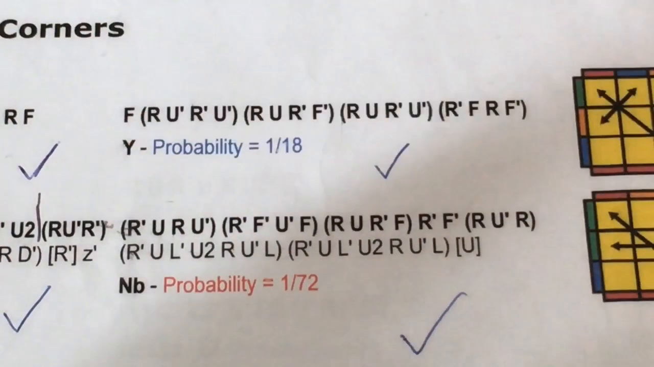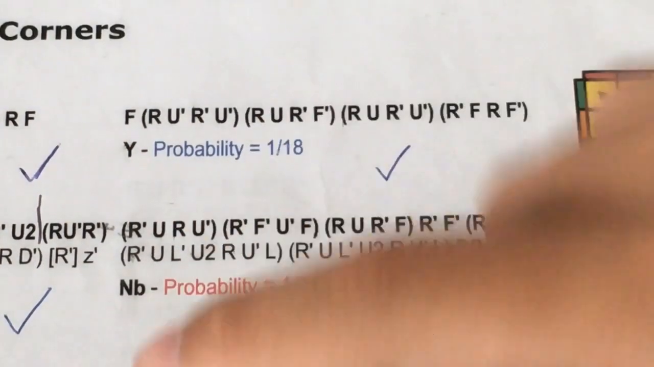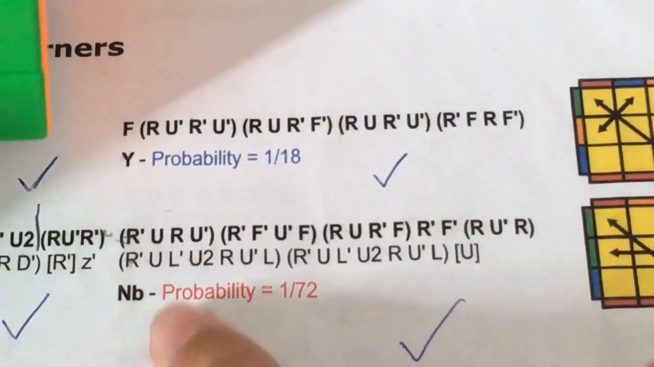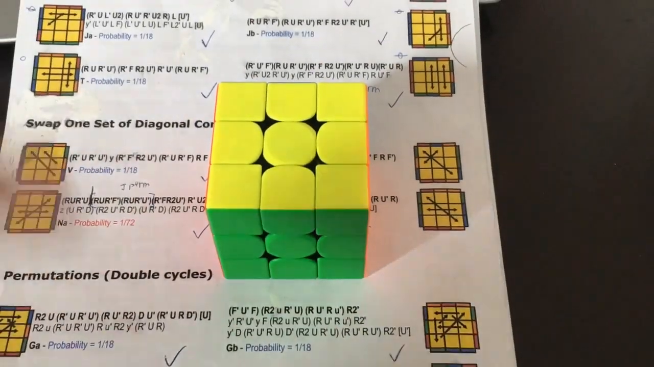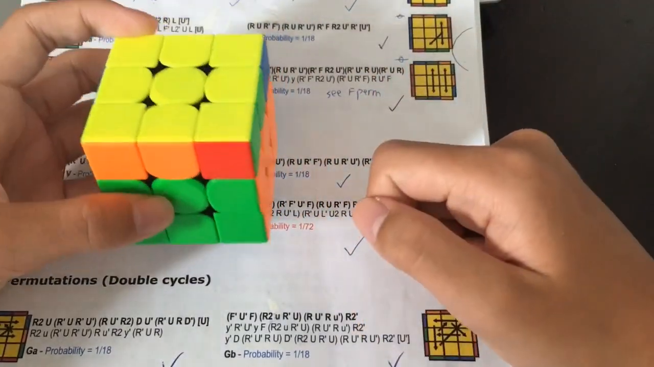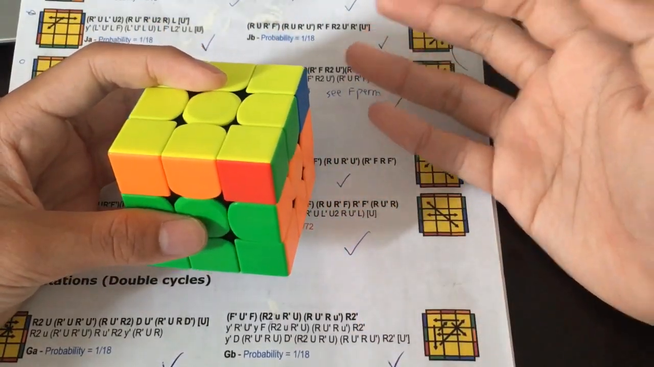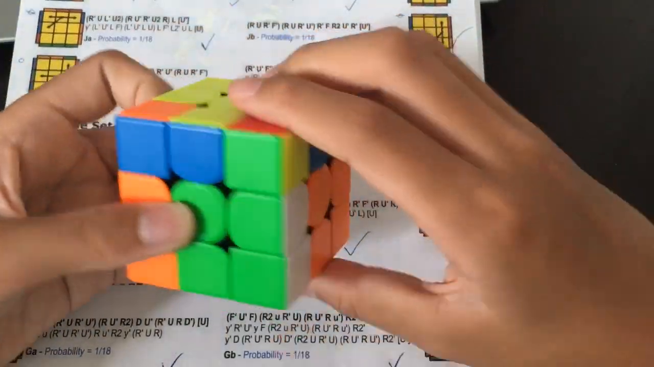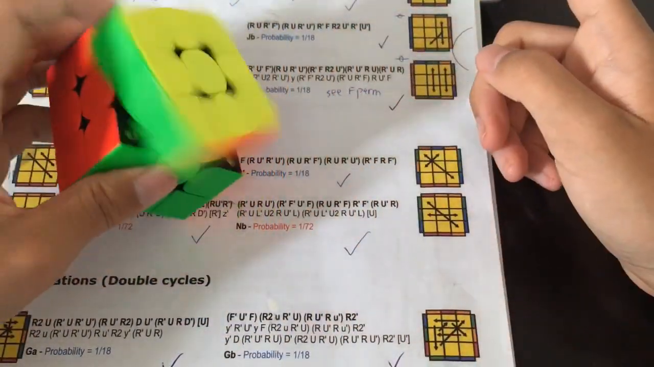My second tip is learn the best algorithm for that case. So for instance, here's an NB perm. You can see the second algorithm is very easy to execute. So it goes like this. This is a very easy algorithm, very easy to remember, but the execution time is very long, so why not just use the optimal alg for this case?